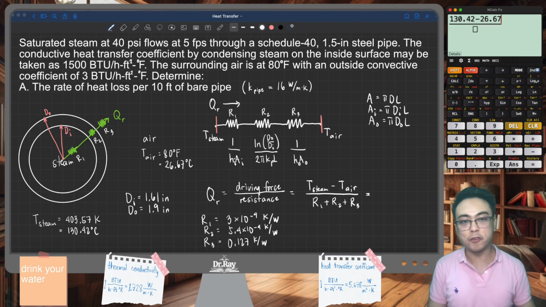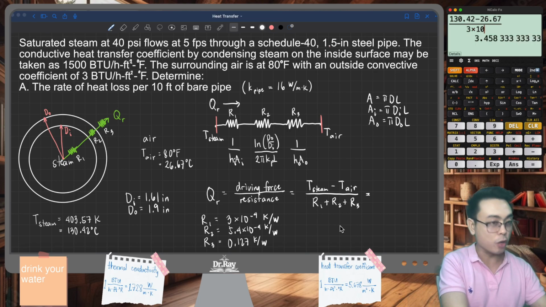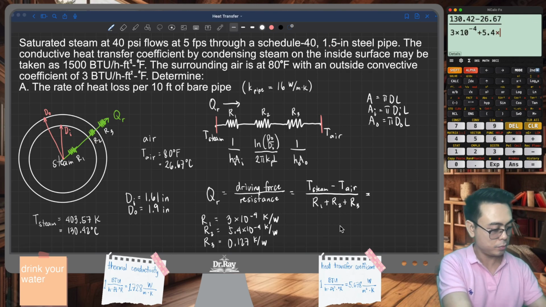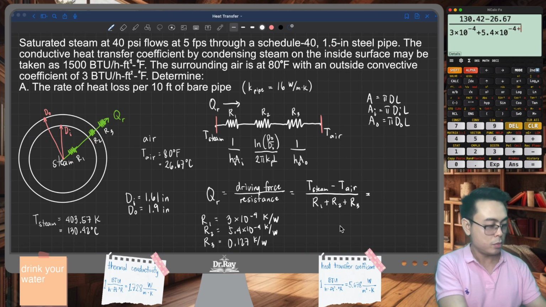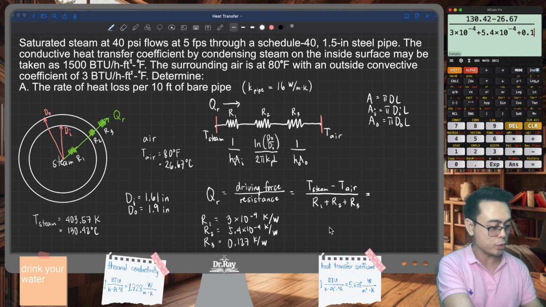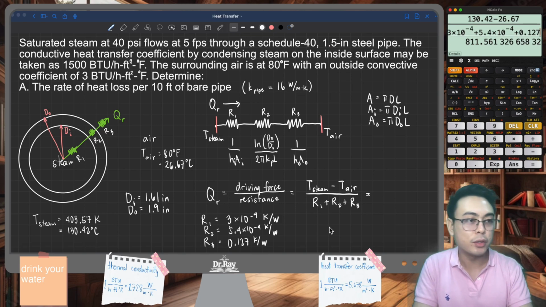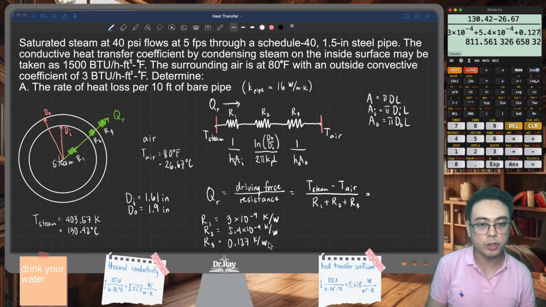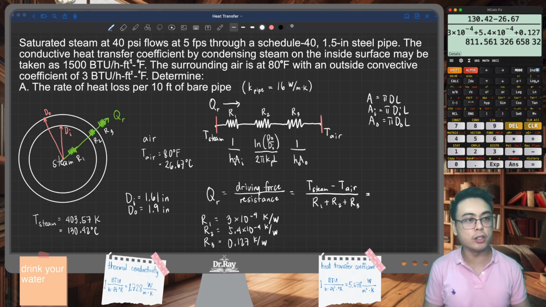Now take note that if you subtract temperatures in degrees Celsius, that's the same as subtracting temperatures in Kelvin, right? And we divide that by the sum of the resistances. So let me add all of the resistances. The last one is 0.127. This is our rate of heat transfer. That is 800. Let's make sure that these are correct. Okay, that's 812. Let's just round it off at 812 watts.